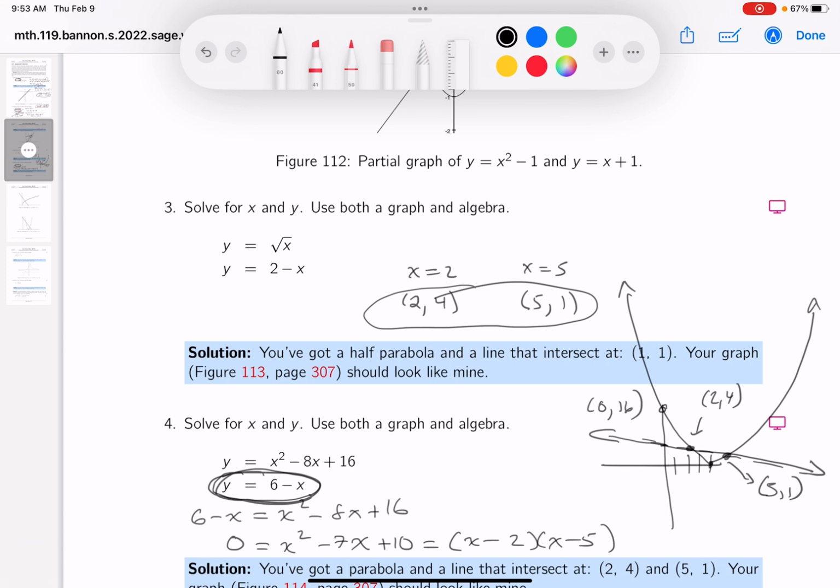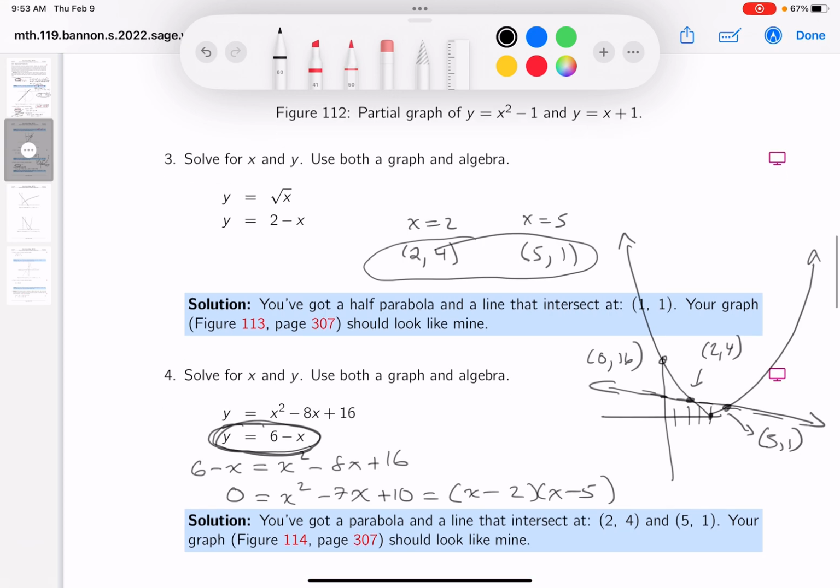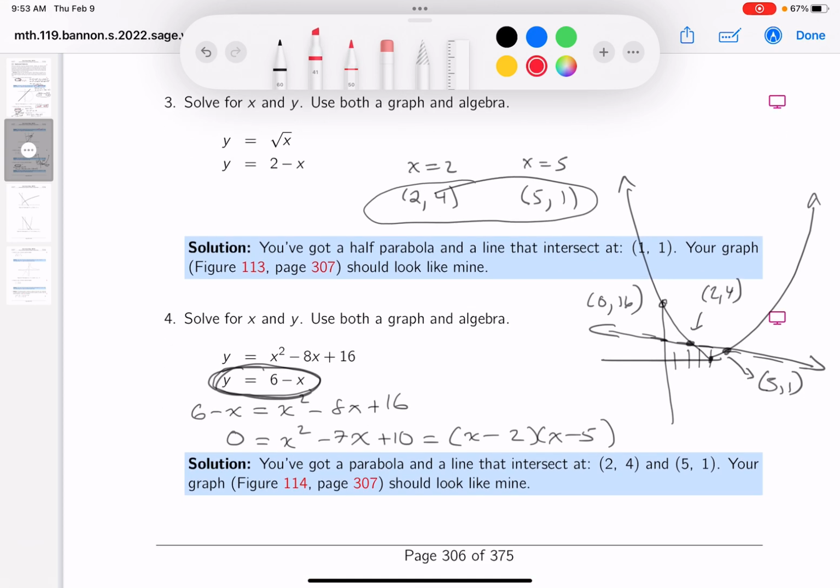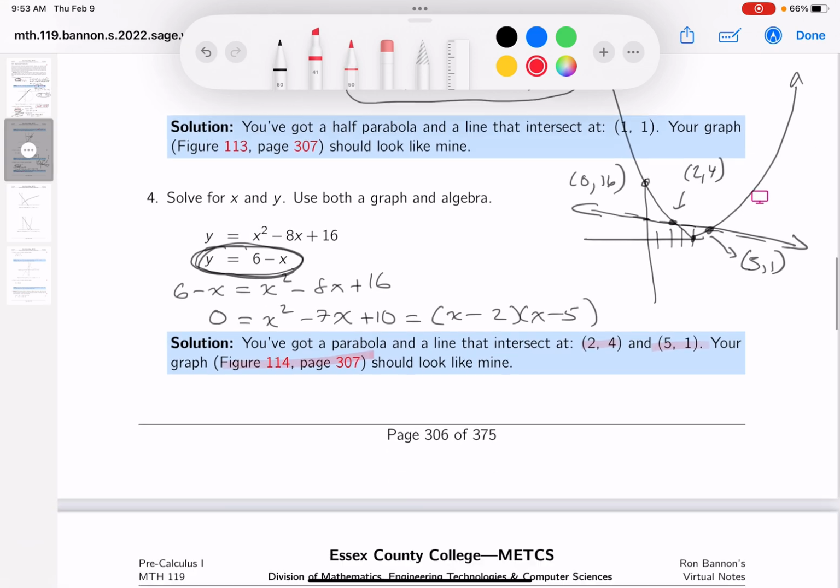My graph is very crude, by the way. My algebra led to those. My visual, I can kind of agree with that now. But let's look at the key, by the way. Sometimes you can be deceived by your visuals too. So this should see 2, 4. I do see that. And 5, 1. Let's look at the picture though. It's figure 114 on page 307.